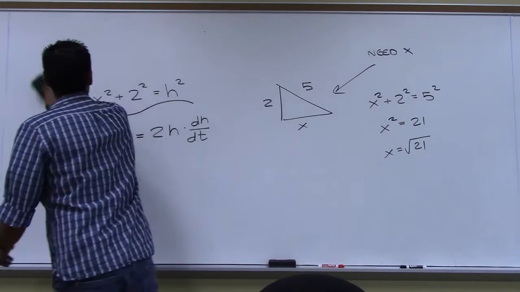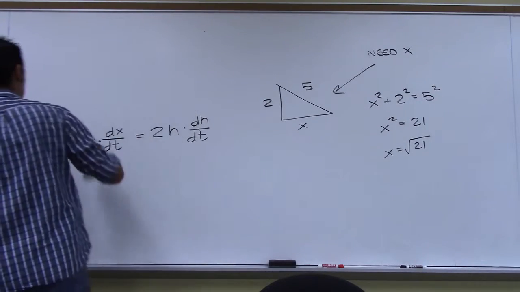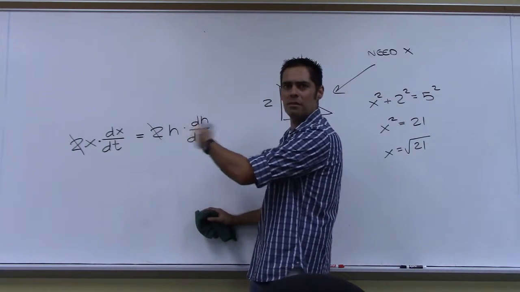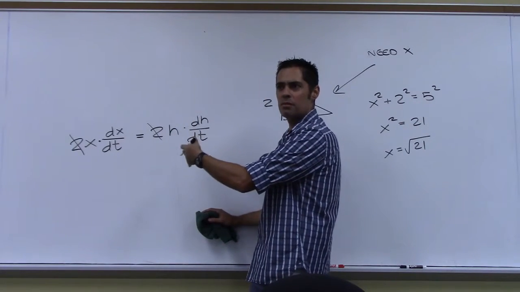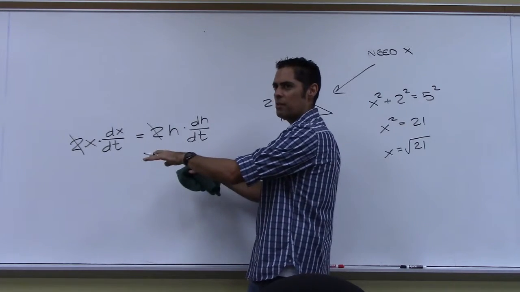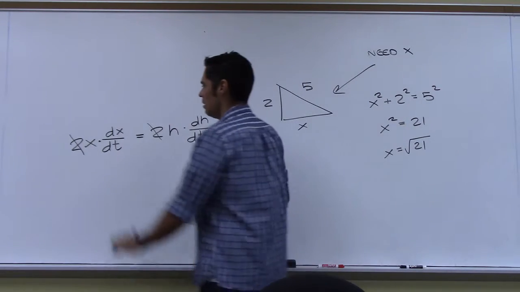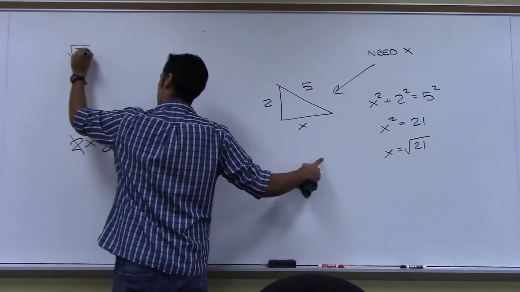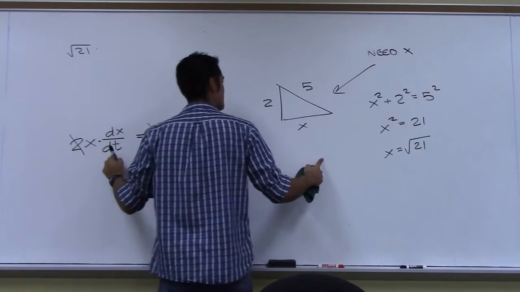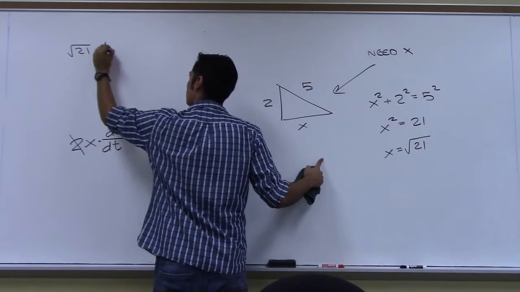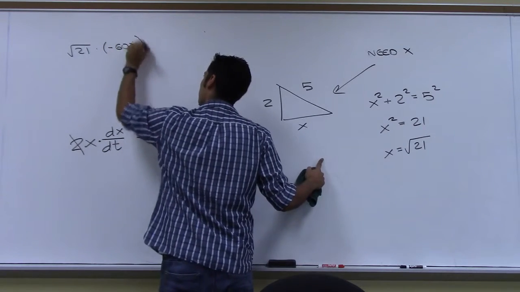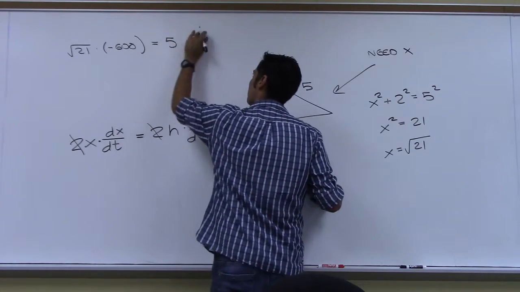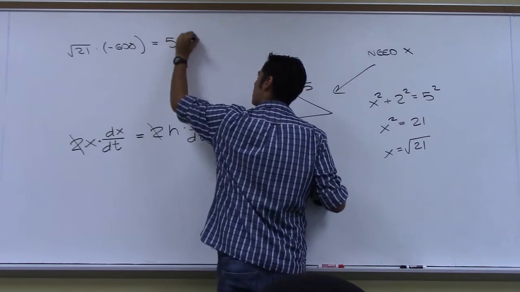So I'm ready to write this down. Plug everything in. Oh, yeah, check this out. 2's are gone. I don't need them, right? Divide both sides by 2. You don't need those, right? I could just get rid of those. All right, x is root 21. dx dt, negative 600 equals h, 5 times dh dt is what I wanted to find.